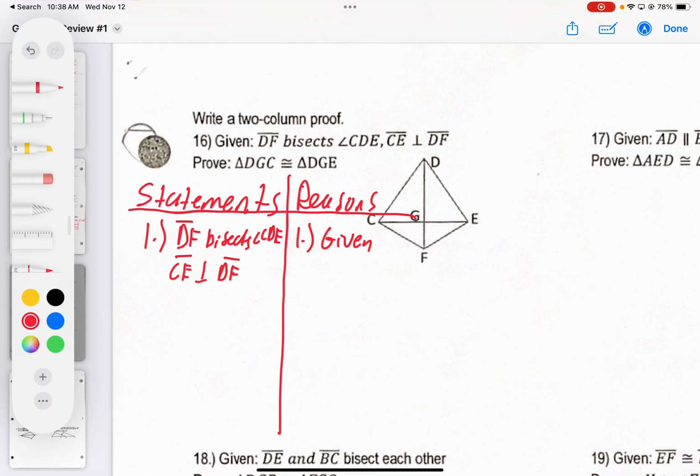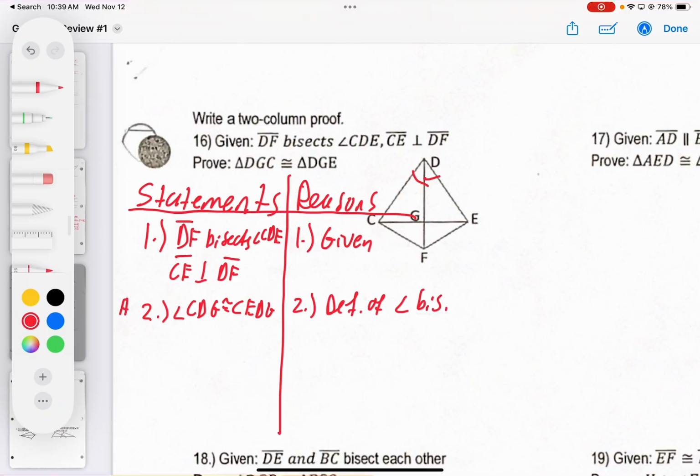First one is DF bisects CDE. So CDE is that big angle at the top. If that angle is being bisected, my two congruent angles are these two pieces right there. I'm going to use three letters to say that: angle CDG is congruent to angle EDG. Give me a reason. Very good. Definition of angle bisector. Both of you had that. Great.